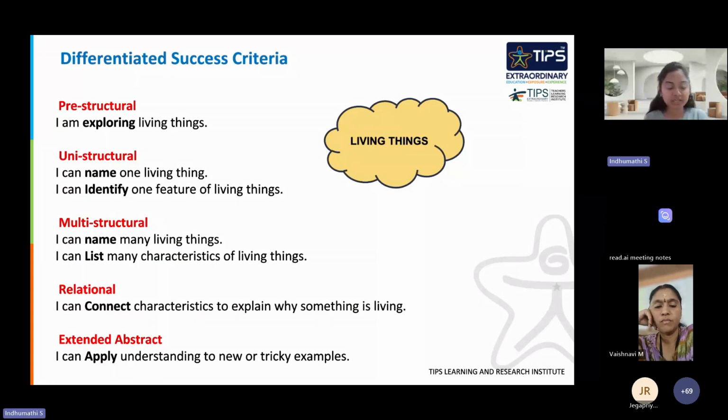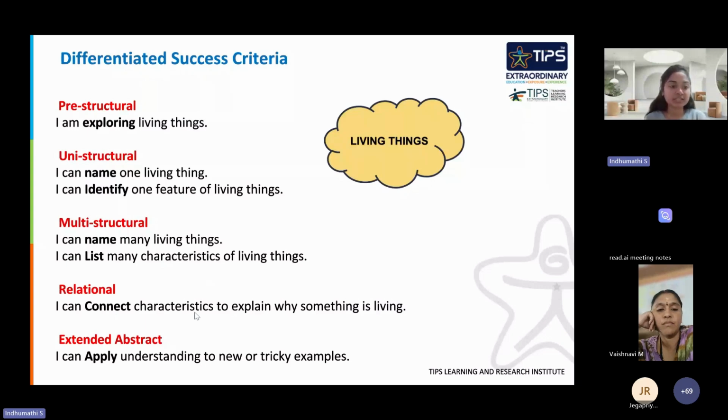Again, we are writing for the same example, living things. Pre-structural: I'm exploring living things. Unistructural: I can name one living thing, or I can identify one feature of living things. Multistructural: I can name many living things, or I can list many characteristics of living things. Relational: I can connect characteristics to explain why something is living. And then the extended abstract: I can apply understanding to new or tricky examples.